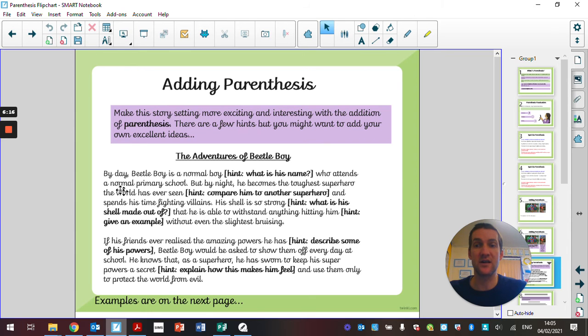So, for example, by day, Beetle Boy is a normal boy. And it's adding some extra information here, some parentheses. And the hint bit is, what is his name? All right, so that's just saying, well, give him a name. And then you've added some parentheses in. All right, so have a go at doing that and see what you've got on. All right, I've come up with some ideas on the next page. So pause the video, have a go, unpause it and have a look.